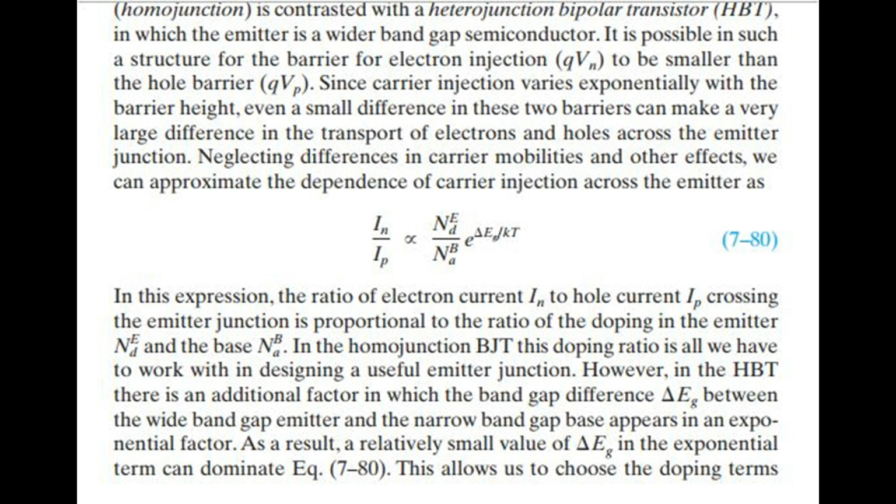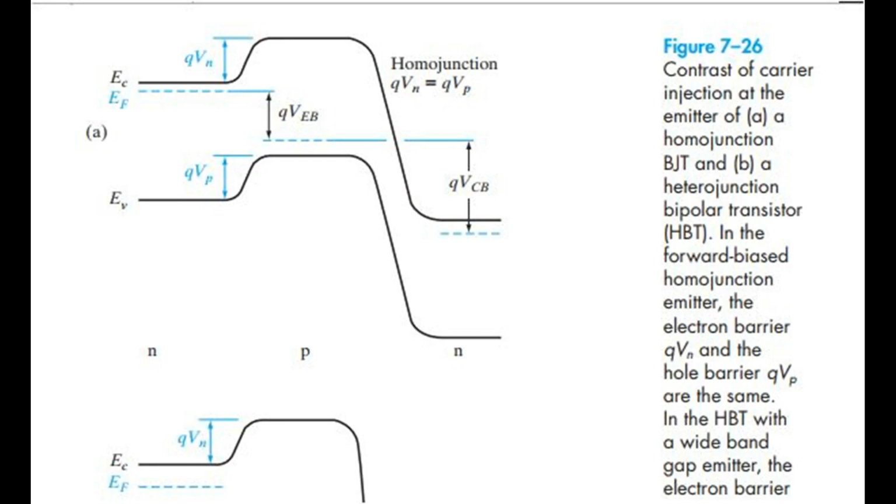This allows us to choose the doping terms for lower base resistance and emitter junction capacitance. In particular, we can choose a heavily doped base to reduce the base resistance and a lightly doped emitter to reduce junction capacitance.